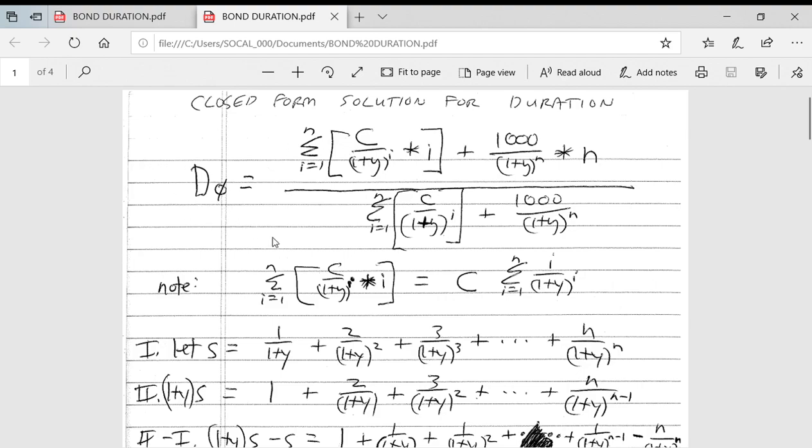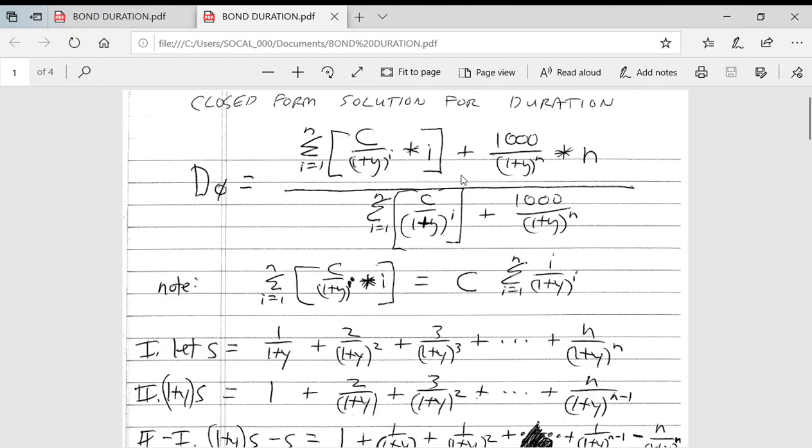Duration at date 0 is the sum for i equals 1 to n of cash flows. C stands for coupon here. Coupon divided by (1 plus y) to the i, times i. If the bond has a life of 10 periods, this is going to give you 10 coupons divided by (1 plus y) to the appropriate power, times i. So first one times 1, second one times 2, last one times 10. But no mention of a face value here.